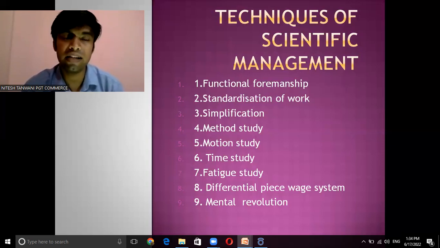Fatigue study covers the time and frequency of the work: in how much time, and at what speed and frequency they have to complete the task. This is there in fatigue study.